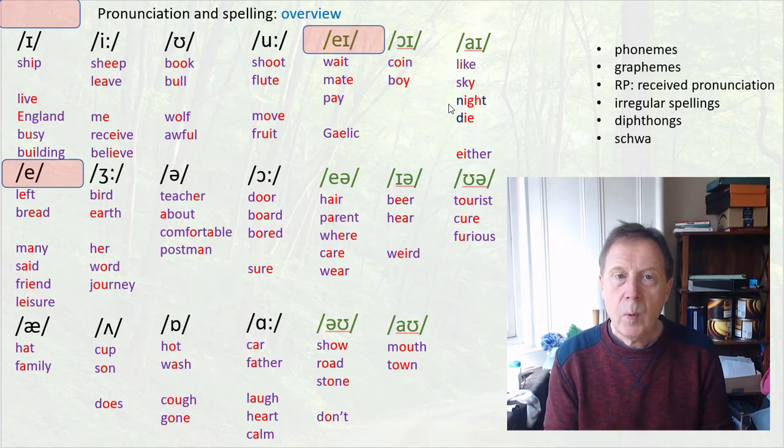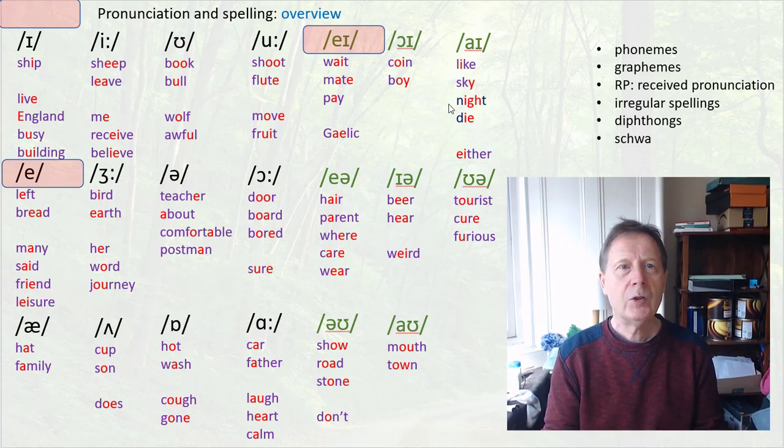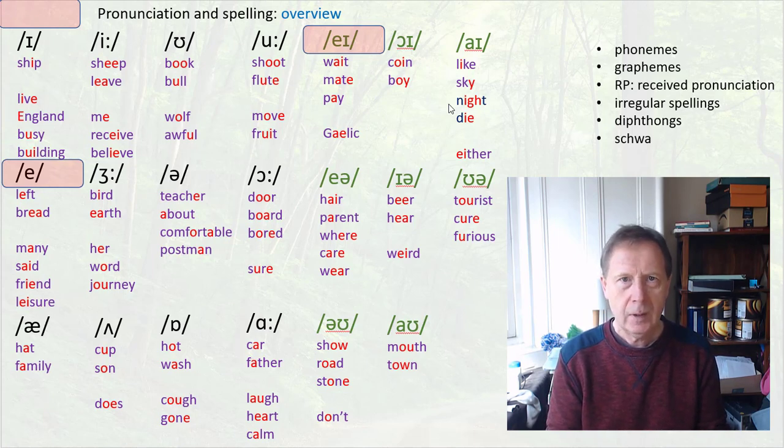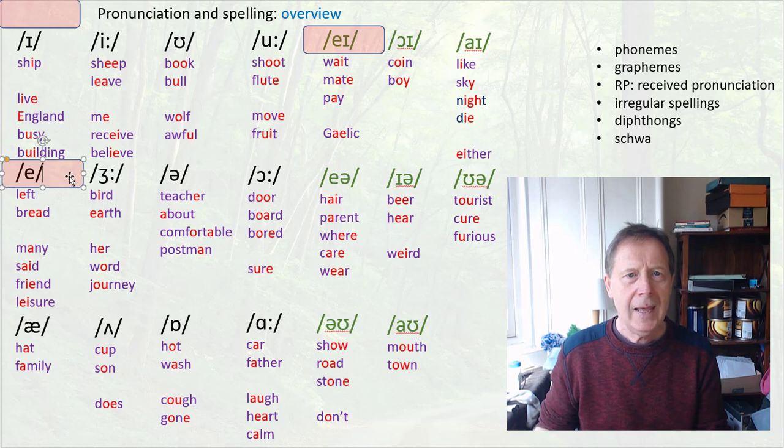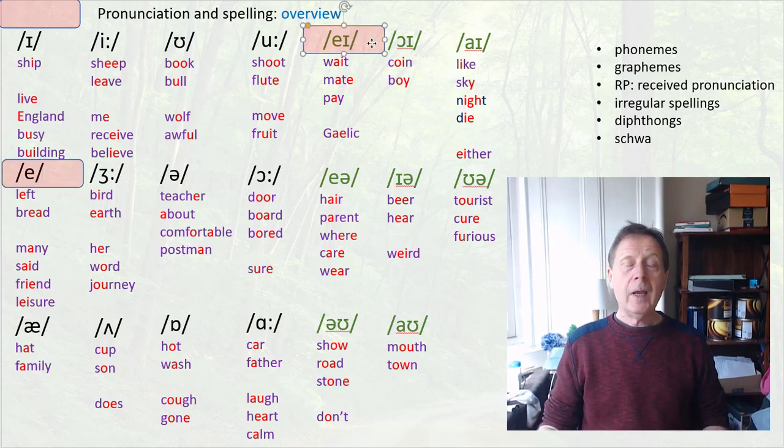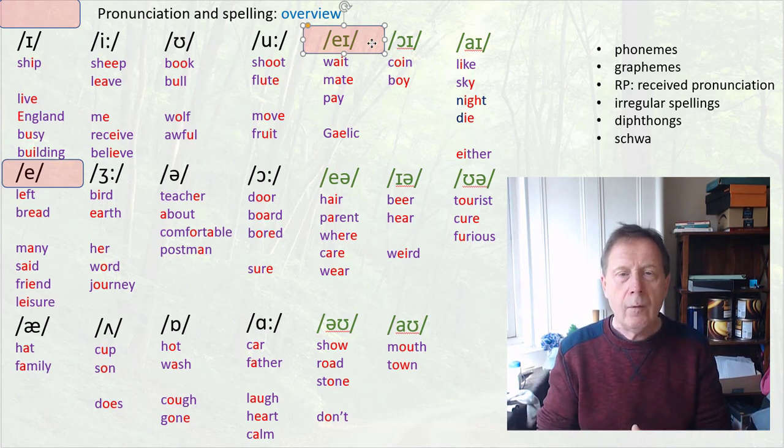This video is one of a series of videos in which I talk about the sounds and the spellings of English. The sounds and the spellings of the vowels of English. In this video I'm going to talk about two vowels, e and a. You can watch my other video in which I give an overview of all the vowels, all the sounds and spellings of the vowels in English.